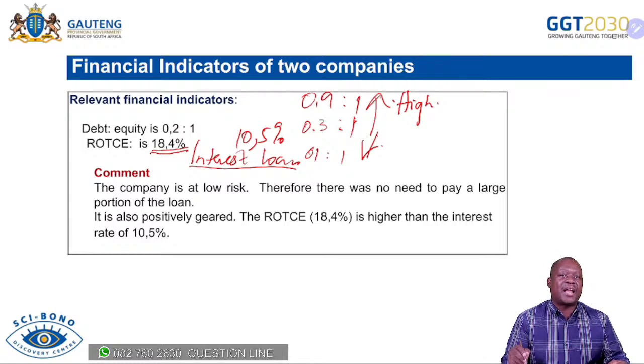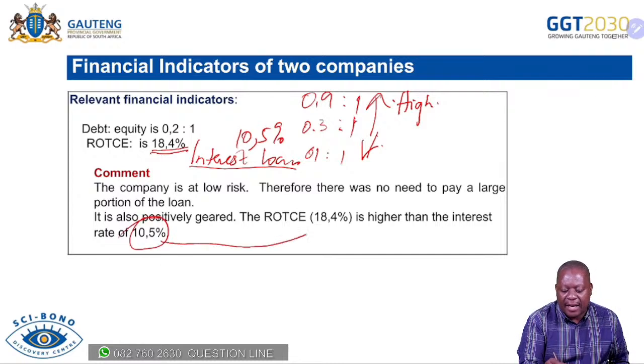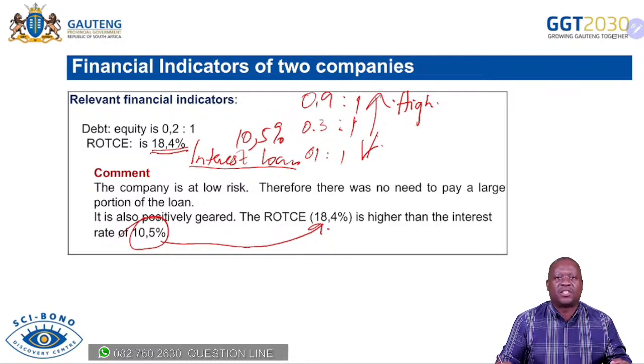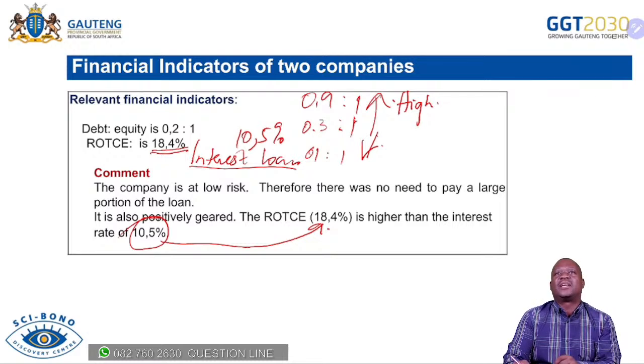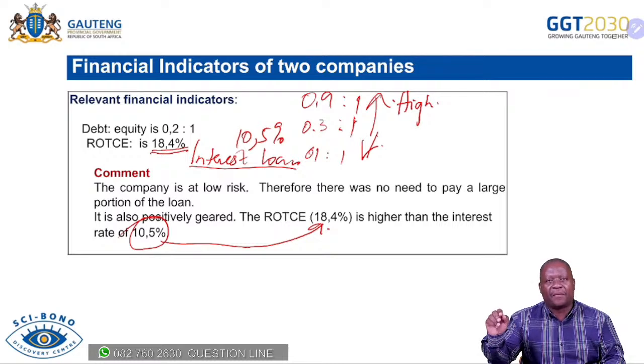But if I can't find someone who is willing to lend it to me at a lower interest rate, why should I bother? It's not going to make sense. So it means we are borrowing at 10.5%, using that money to make 18.4%. Is that a clever business decision? The answer is simply yes. We are making money out of this. So always when you are commenting on risk, on the return on total capital employed, remember to bring in interest on capital, because we are saying you are borrowing at this rate and you are making this rate.